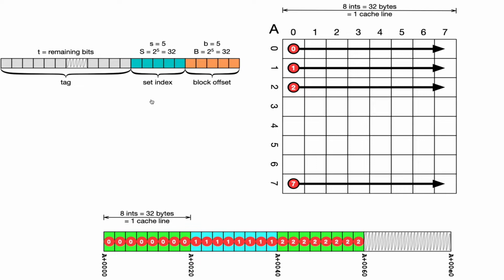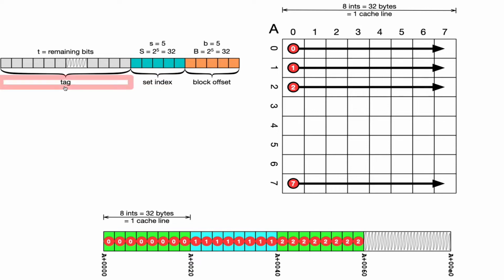We're also told that the value for big E, the number of lines per set, is 1, which makes this a direct map cache. So in order to figure out whether something is in the cache or not, we're going to use the set index bits, which are going to uniquely identify a set within the cache. And then we're going to check the valid bit in that location and compare the tag bits from the address with the tag bits in that one single line in that set.